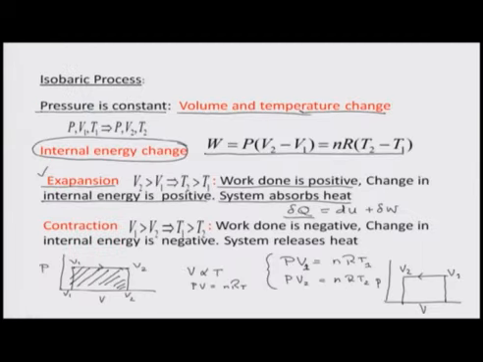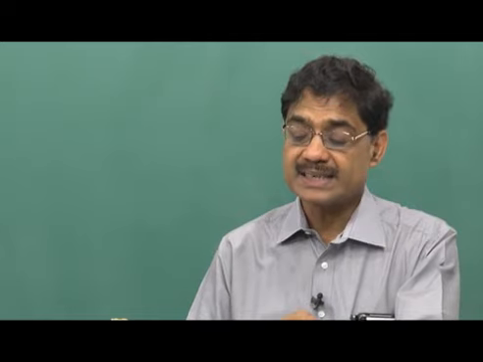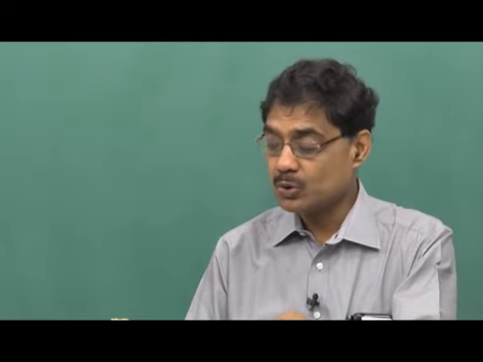Whereas in the isobaric process, pressure is constant, but volume and temperature can change, but they change in such a way that V is proportional to temperature. That must happen because PV is equal to nRT, and pressure is kept constant. Now, here also internal energy changes, and you can talk about two processes.